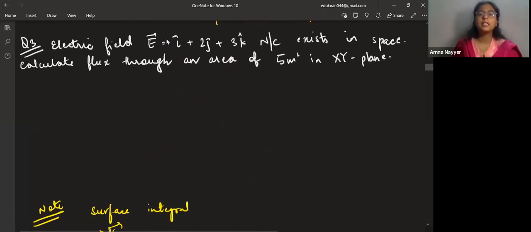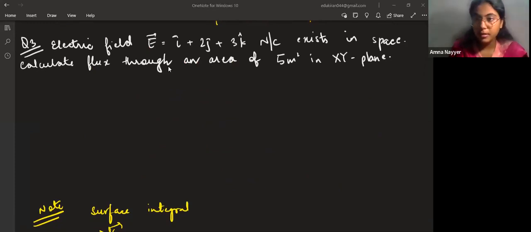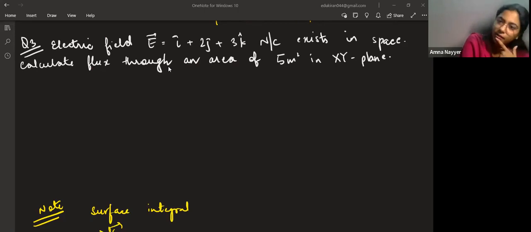All right. So, yes, this question, C class, it's a very simple question if you read it in one go. But if you actually go by the lines, it becomes confusing regarding surface area. See, the question says that electric field is given as I cap plus 2 J cap plus 3 K cap. Calculate flux through an area of 5 meter square in xy plane. How would you take the dot product now? What did we just study?